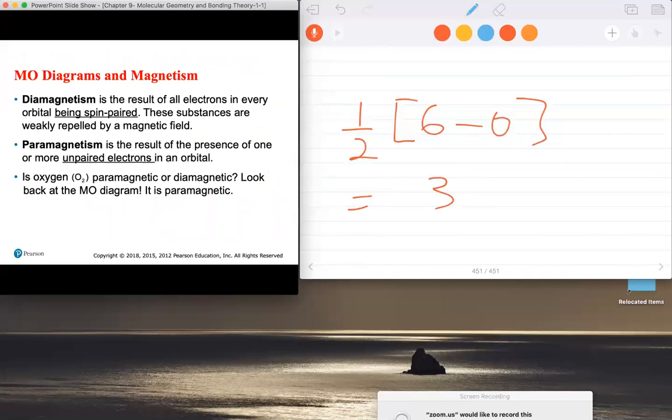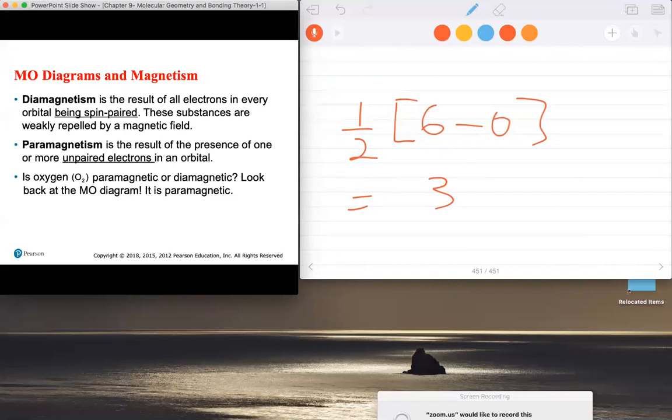A question on paramagnetism is anchored on the molecular orbital diagram. You have to draw that and see which molecule, atom or ion has paired or unpaired electrons. If there is unpaired, then you say it's paramagnetic. Here is an example, oxygen.